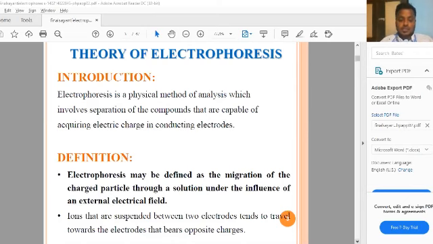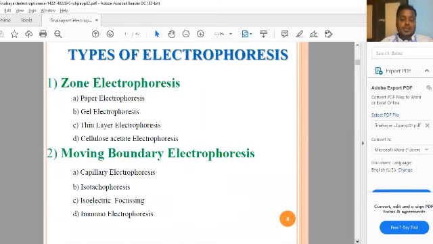The next topic is the types of electrophoresis: zone electrophoresis and moving boundary electrophoresis. Zone electrophoresis includes paper electrophoresis, gel electrophoresis, thin layer electrophoresis, and cellulose acetate electrophoresis. Moving boundary electrophoresis includes capillary electrophoresis, isotachophoresis, isoelectric focusing, and immunoelectrophoresis.